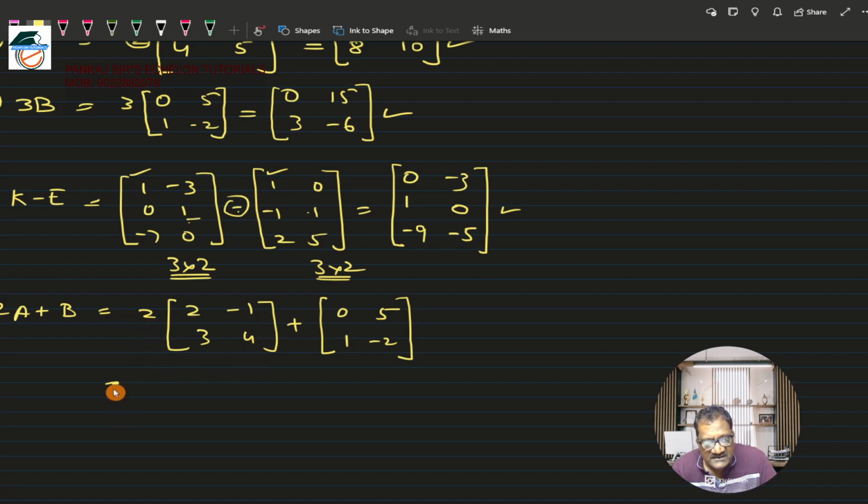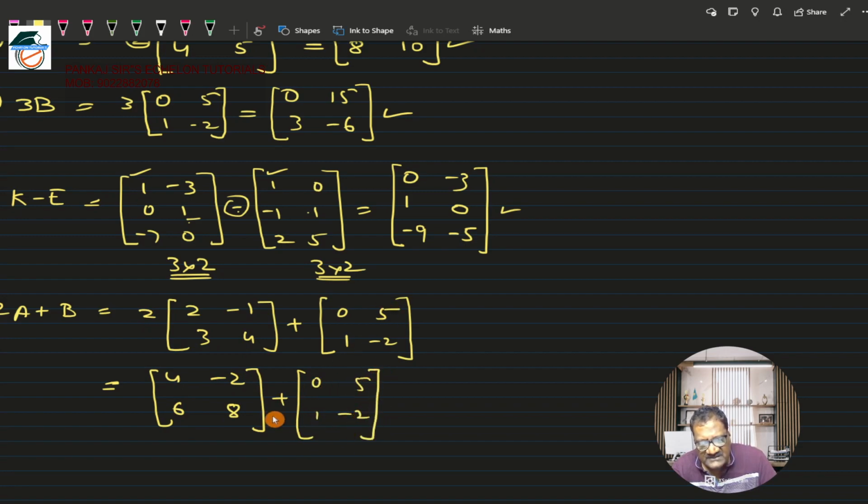This is what? Scalar multiplication of a matrix. So 2 2s are 4, 2 into minus 1 is minus 2, 2 into 3 is 6, 2 into 4 is 8. Now you have this [0, 5, 1, minus 2], which has to be added to this. See, this is 2 by 2, this is also 2 by 2, so both the orders are the same, and you can proceed for addition.